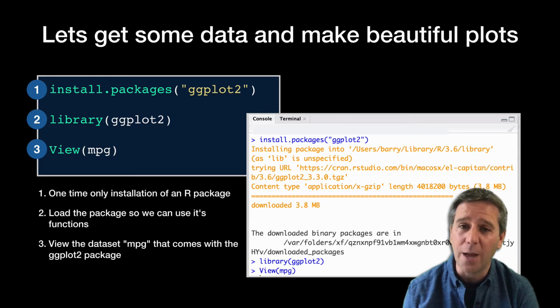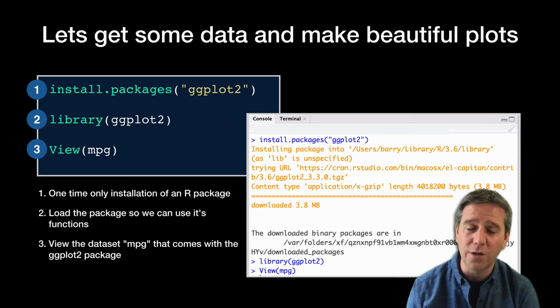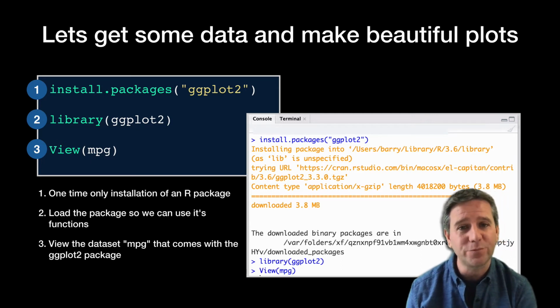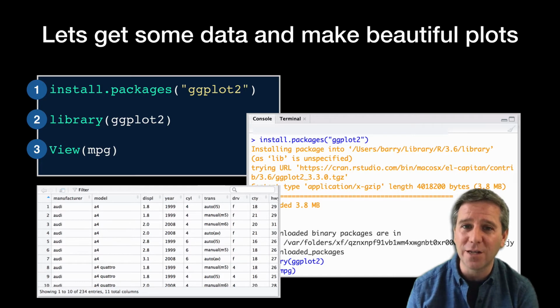So once I've done the library call, I'll finally enter this third command here. That's View with a capital V, and then mpg. This function will load this data set that comes with ggplot2 called mpg, which stands for miles per gallon. And once I push return here, that will bring up this kind of spreadsheet, Excel-looking view of the data set called mpg in this case.